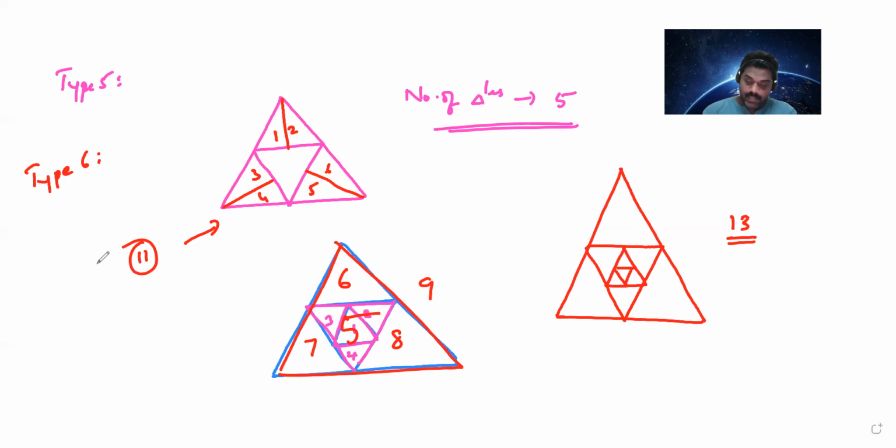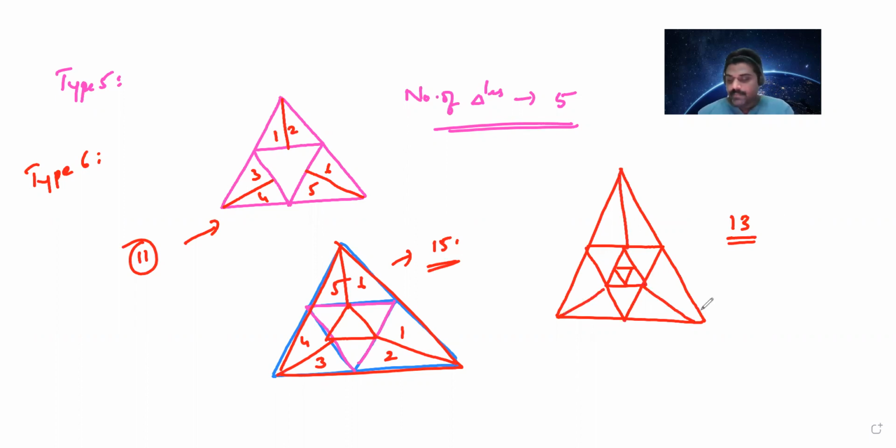Now for this same triangle, if you are adding lines like this, you are adding by 6. So the number of triangles would be 15. Here in this particular case, it would become 90. Right? So these are the different models.